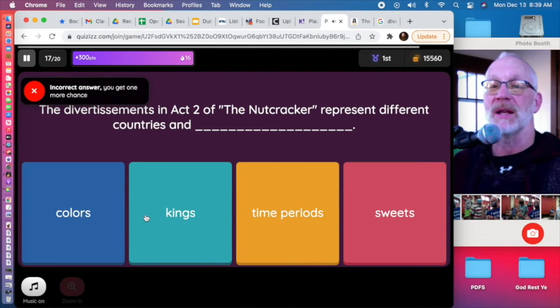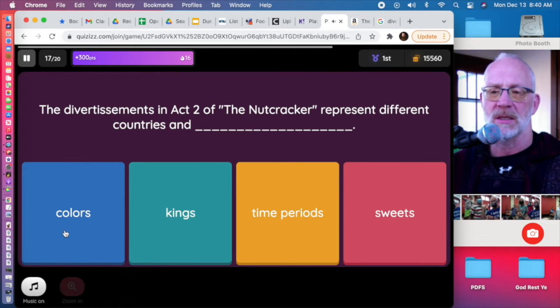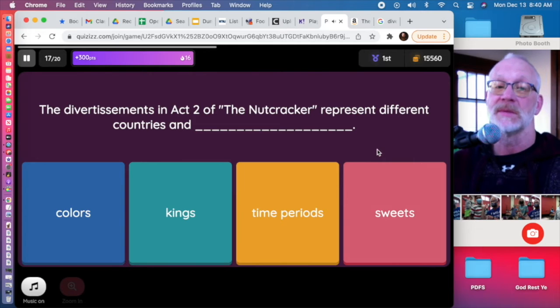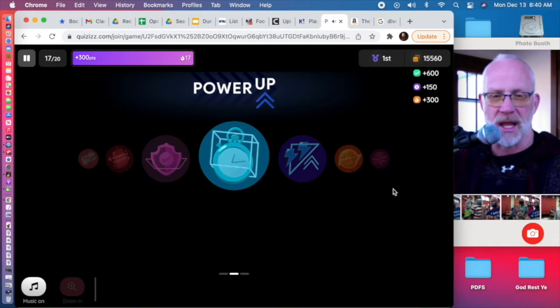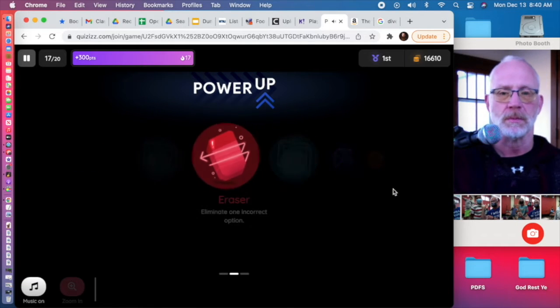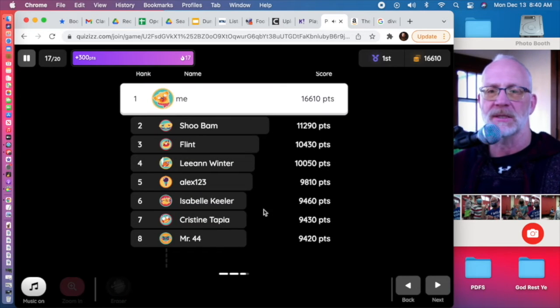The divertissement in Act 2 of the Nutcracker represents different countries and colors, countries and kings, countries and time periods, countries and sweets. Well, it was the Land of Sweets. I'm going with sweets. Remember the chocolate and the candy canes and the marzipan. Ooh, power up. We get to eliminate one wrong answer. Cool.